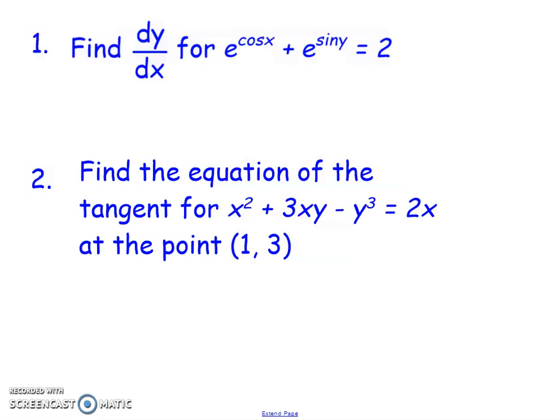I've got two questions for you. First, I just want you to find dy by dx for this set function here. And then the second one, I want you to take it a little bit further and find the equation of the tangent for a set curve at a set point. So pause the video and have a go at those.